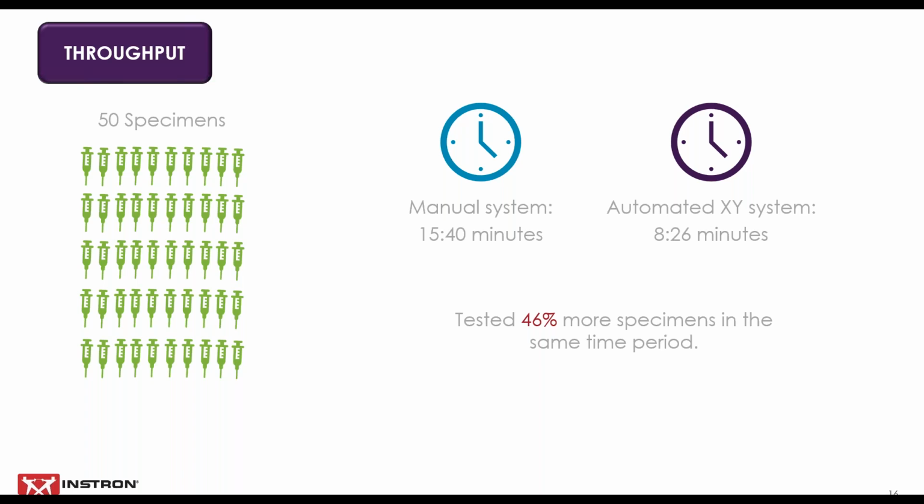To maximize throughput with an XY system, many customers will have multiple test fixtures, so that while one sample is undergoing test, the operator can prepare the next sample. This minimizes downtime between tests, as the operator can quickly set up a new sample on the XY system and press start.